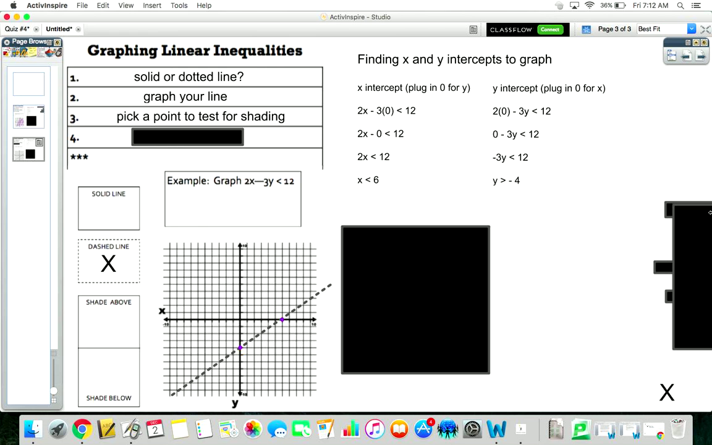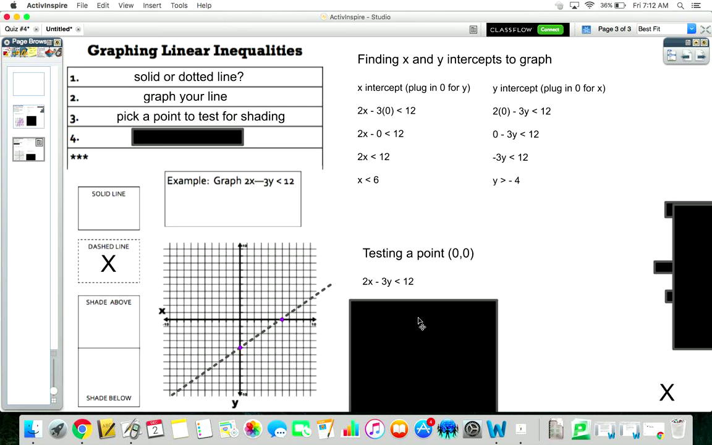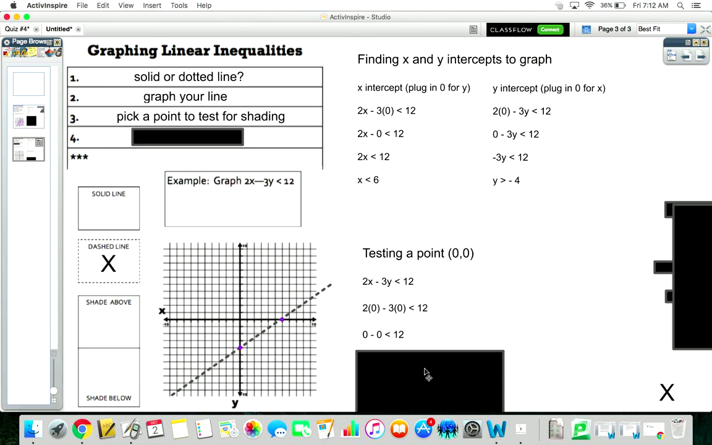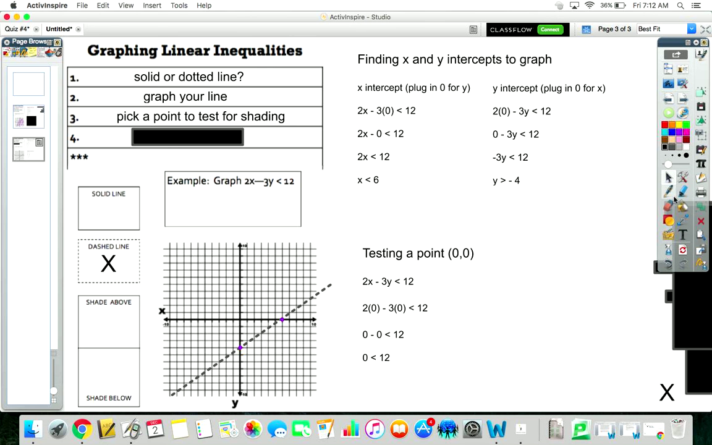Next, I need to pick a test point to decide where I'm going to shade. Since my line doesn't go through 0, 0, I'm going to pick 0, 0 as my test point. Remember, plug in a 0 for your x and a 0 for your y. I've done so, and after solving, I got 0 is less than 12, which is a true statement, so I need to shade where 0, 0 is contained, so I'm going to shade above my line.